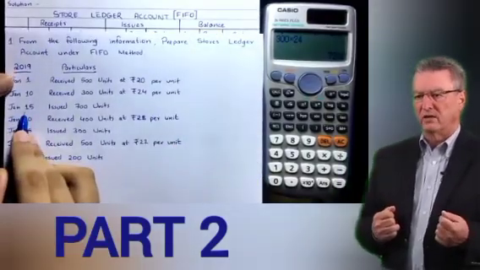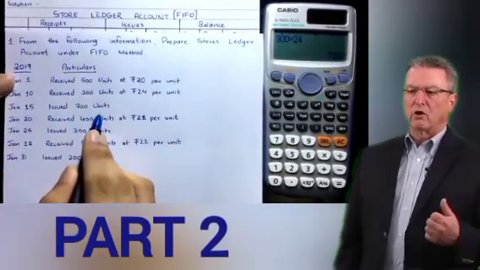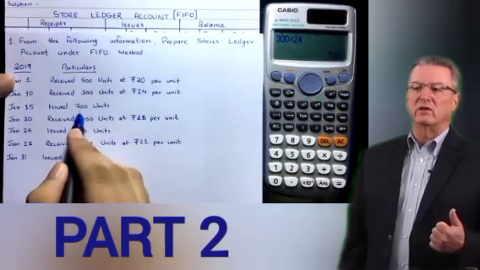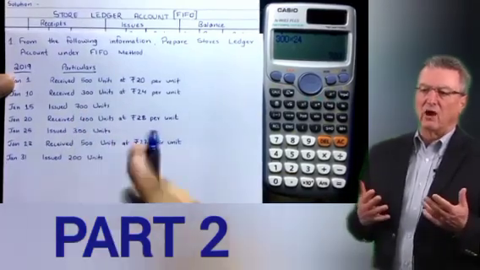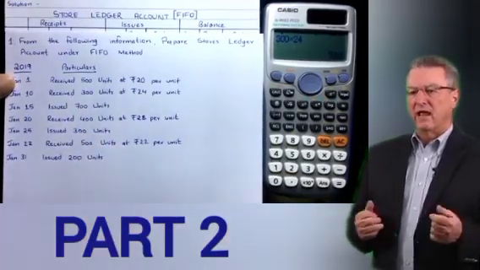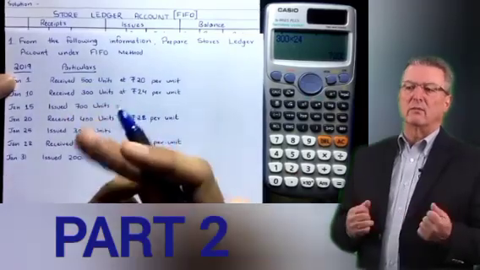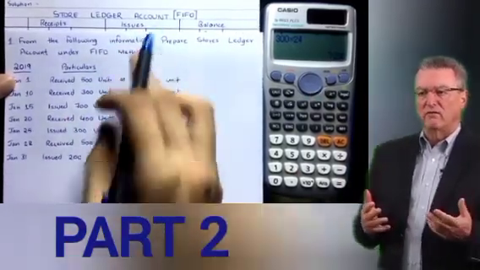On January 15, what has happened? We have issued 700 units. We have sent out 700 units probably to the production department. So how will you record this? This is going out of the warehouse, that is issues. So you will have to take that into the issue column.